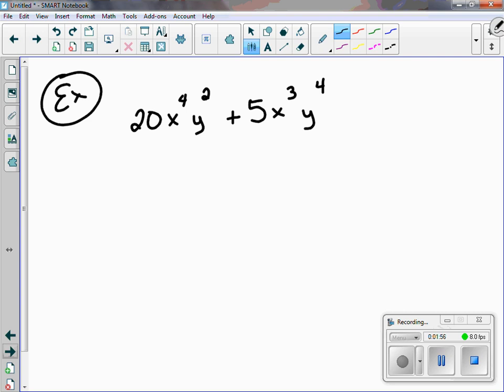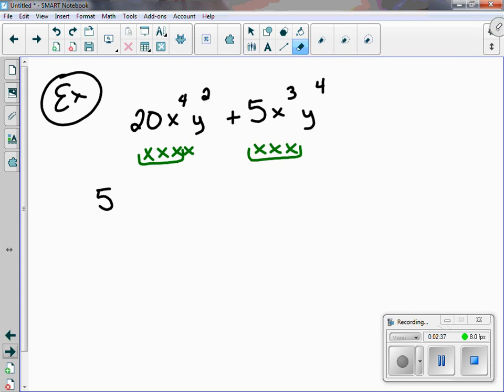Okay, so if I'm looking at this binomial here, 20 and 5, what do they have in common? 20 and 5 have in common a 5. I can factor out a 5 on each one of these. Now I need to look at the x's. So how many x's do they have in common? And this can be a little bit tricky, so I'm going to break this down a little bit. X to the fourth, remember, is 4 x's being multiplied together. X to the third is 3 x's being multiplied together. So if I look at it this way, looking at my green x's there, how many x's do they have in common? Well, they have 3 x's in common.